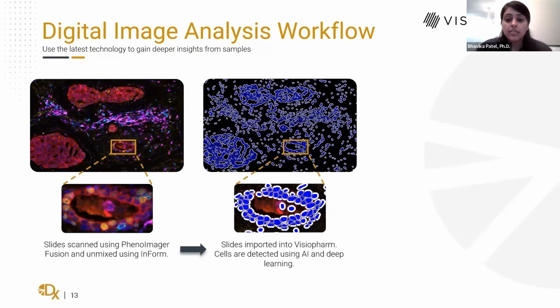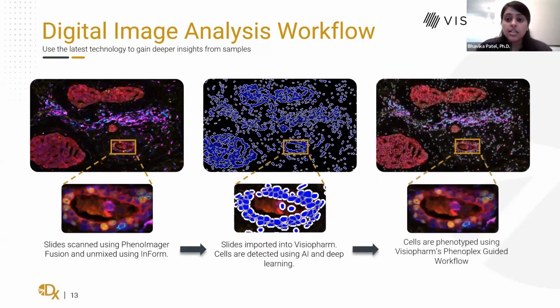We then utilize the Phenoplex guided workflow to easily phenotype cells by adjusting thresholds for each biomarker individually to determine cell positivity. In this example, small colored dots seen in this image help represent individual phenotypes that are present within the tissue. Each phenotype would get a different color dot associated with it. By phenotyping cells, we are able to better understand the tumor microenvironment.